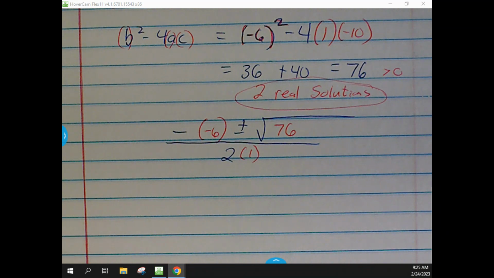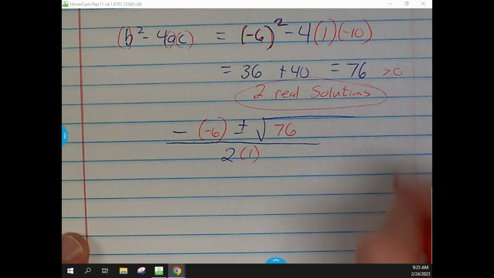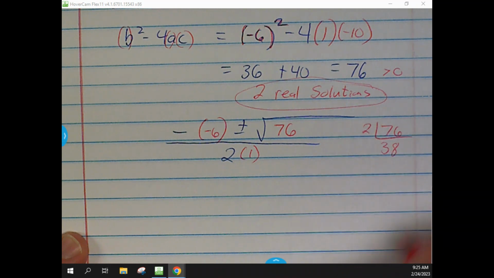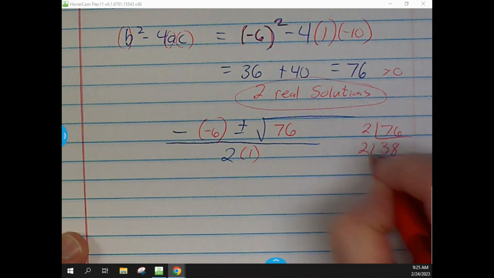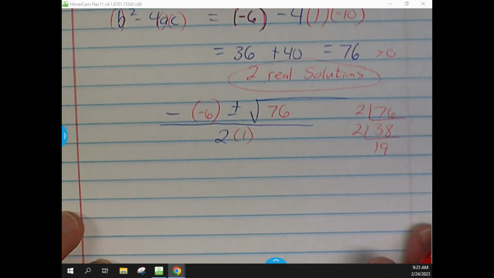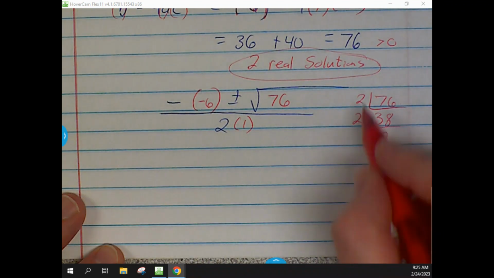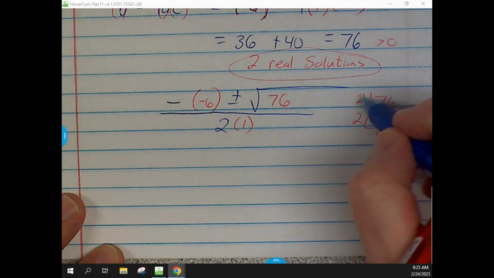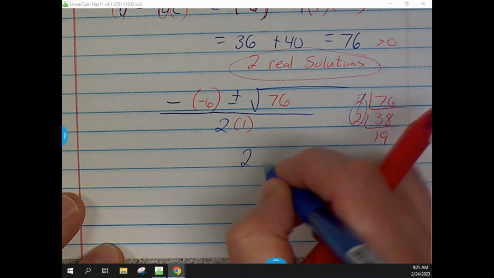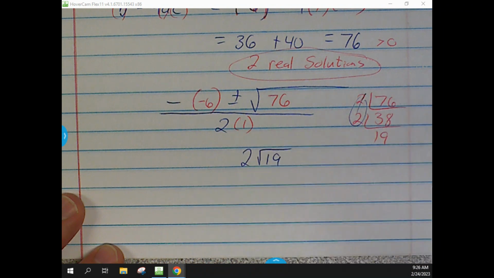All right, and when it comes out to 76, it's not a perfect square root, so we got to break it down, right? So for 76, if we break it down, I'm going to go factor tree. That's 76 divided by 2 is 38. 38 is an even number. We can divide it by 2 to get 19. 19 is prime. Can't do anything with the 19. So that's 2 times 2 times 19. There's a pair of 2's. So we can take that 2 out and make that 2 square root of 19.